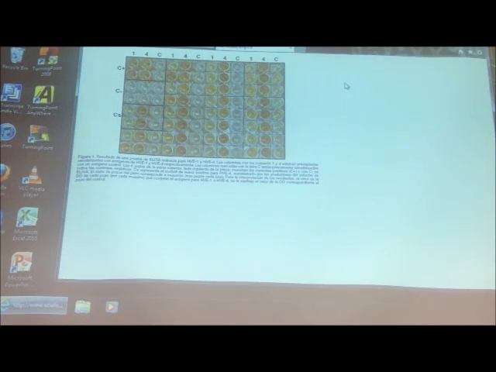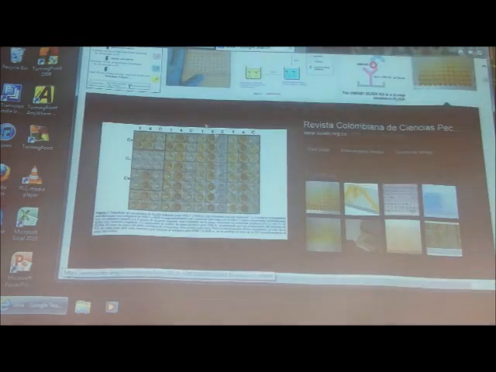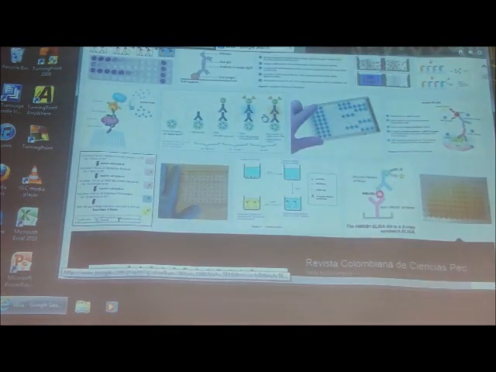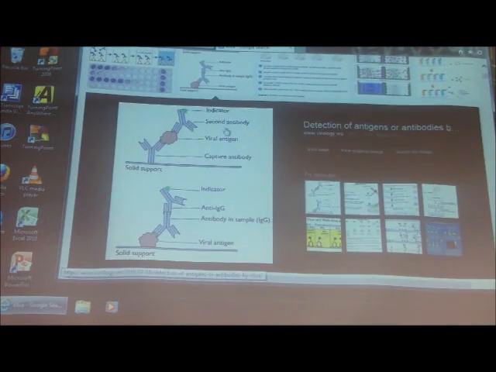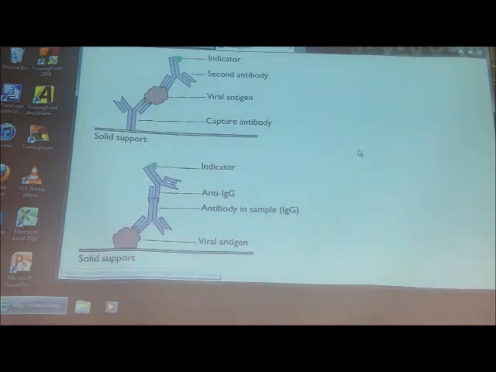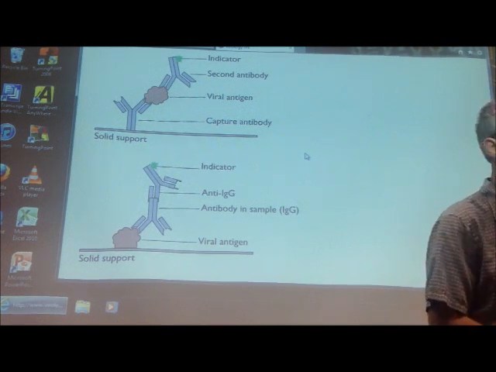We can go ahead and run a standard curve and figure out exactly how many milligrams per mil of a specific protein we have. The way this works is, if we look at this figure up here, there are two different ways to do it. One way is, let's say that we're trying to find a particular antigen. Let's say it's a viral antigen from a sample.